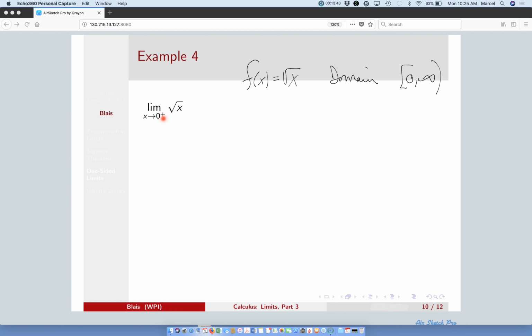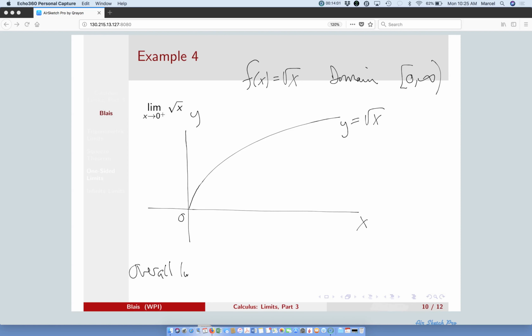we have the limit as x goes to 0 plus, so we're looking at the limit as x goes to 0 from the right, which is the correct limit to think of. Because the overall limit, if we don't have that plus sign, is not defined. Again, because we're not able to come from the left. It's outside the domain. We're just looking at the limit from the right.